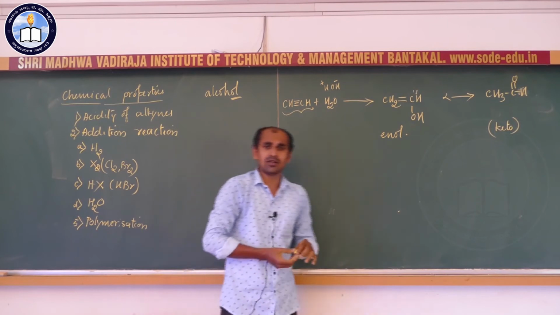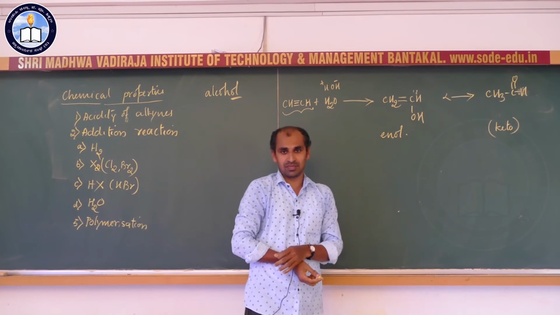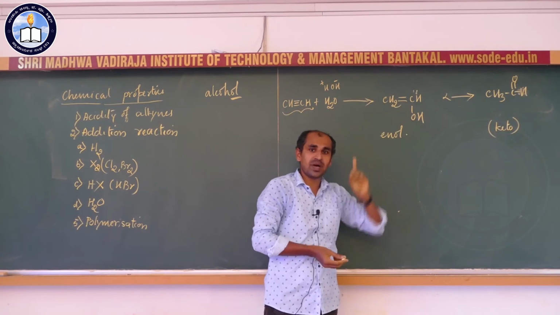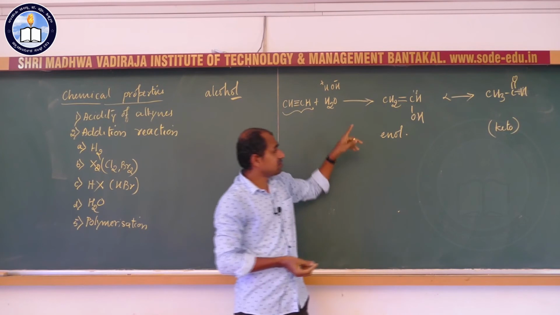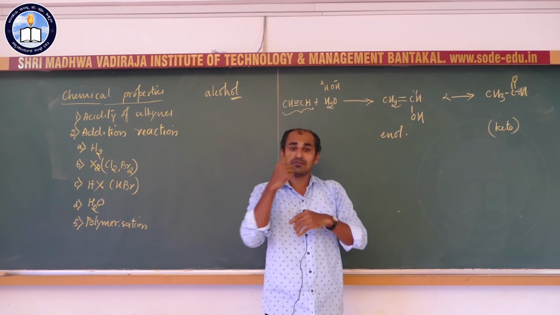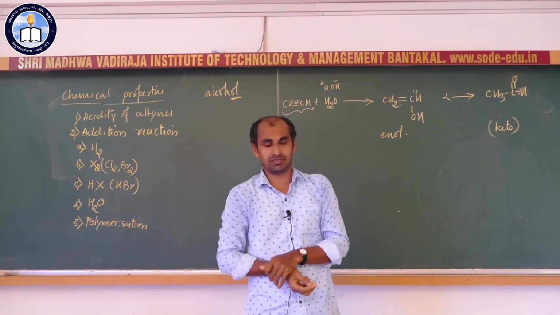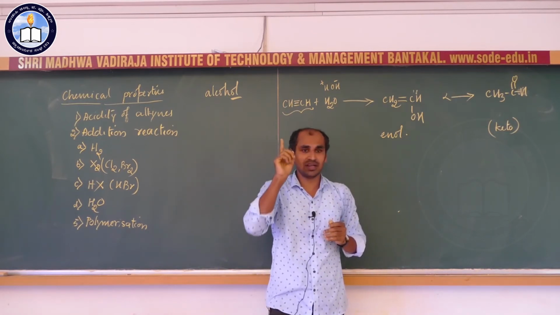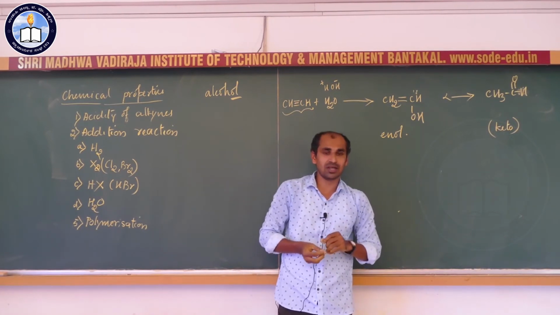What do you mean by tautomerism? You know the concept called resonance. In resonance, what happens? There is a flow of pi electrons along the carbon chain. But tautomerism is an extension of resonance. Here there is a flow of pi electrons along with the migration of one proton. So if there is a flow of only electrons, then it is called resonance. If there is a flow of electrons along with a proton, then it is called tautomerism.